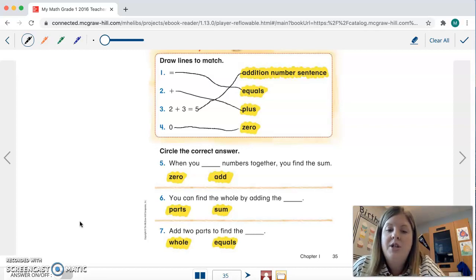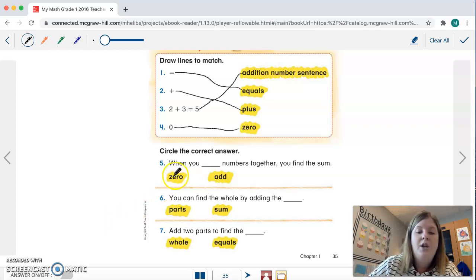I'm going to read the questions, but you guys are going to circle the answers, okay? So number 5 says, when you blank numbers together, you find the sum. When you zero numbers together, or when you add numbers together. So this one's 0, this one's add. Circle the right answer.